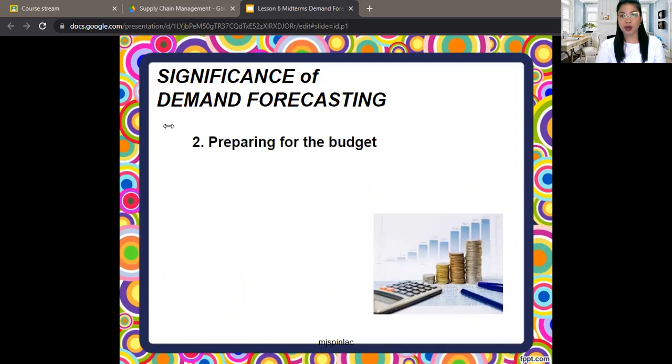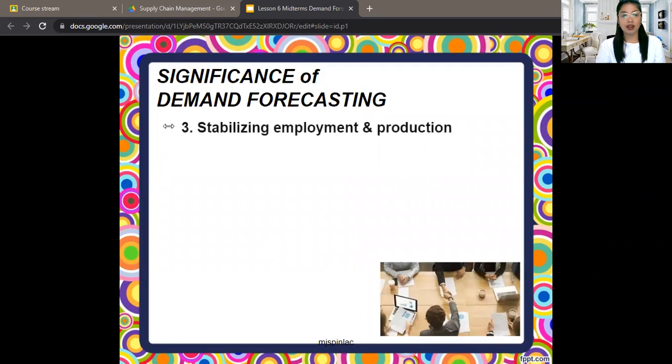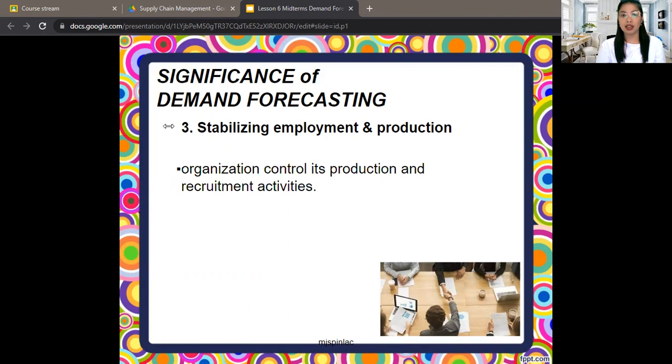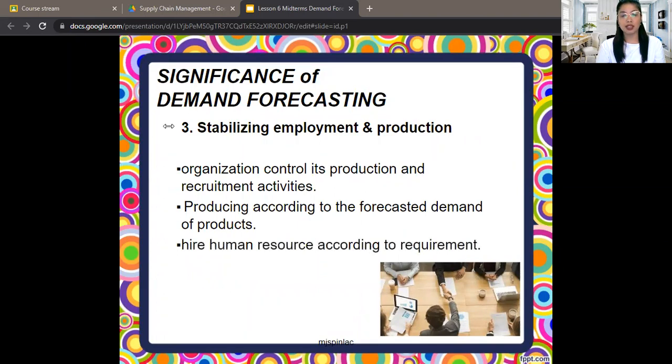Second is preparing for the budget. This plays a crucial role in making the budget by estimating costs and expected revenues. Third is stabilizing employment and production. This helps an organization to control its production and recruitment activities. Producing according to the forecasted demand of products helps in avoiding the wastage of the resources of an organization. This further helps an organization to hire human resources according to requirement.